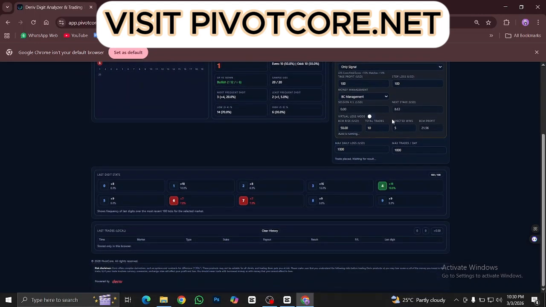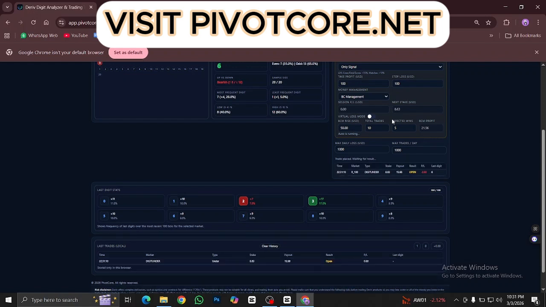Today I'm going to introduce you to something that is changing the game for Deriv traders. If you've been struggling with emotional trading or staring at screens for hours, this is for you. This is PivotCore Net, the ultimate auto trading platform designed specifically for Deriv users. No more manual stress. It's time to let the technology work for you.